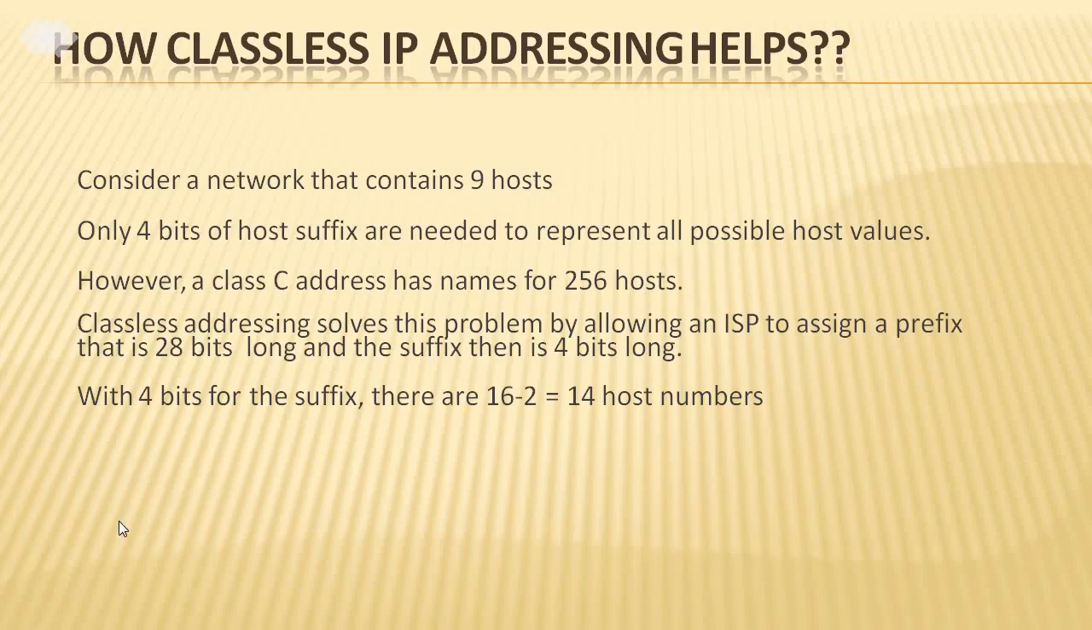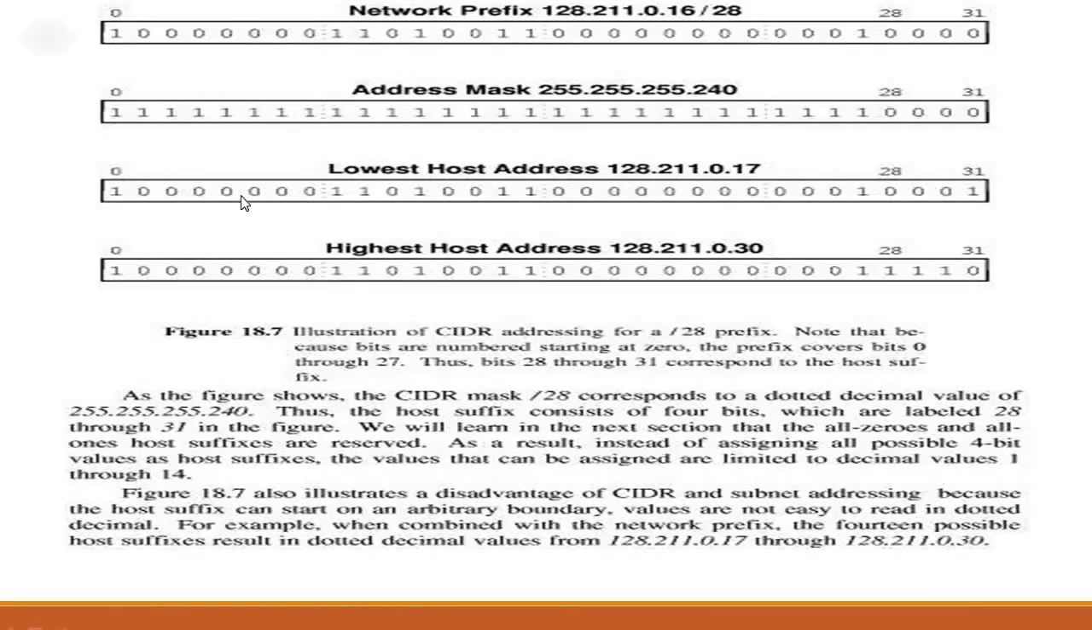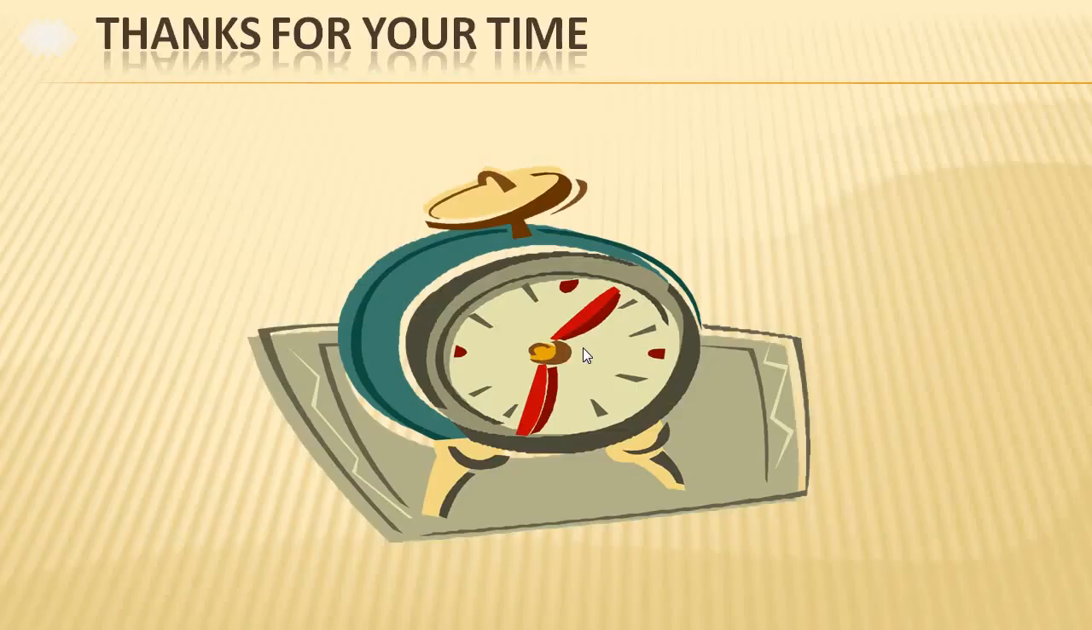So with 4 bits of suffix there are 16 minus 2, which is equal to 14 host numbers. So here are some network prefixes, address masks, lowest host addresses and highest host addresses. These are some addresses related to networking, of prefix and suffix addresses.